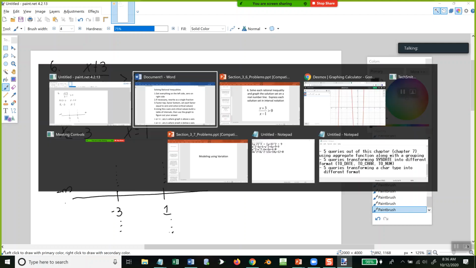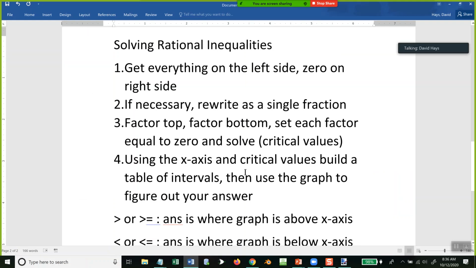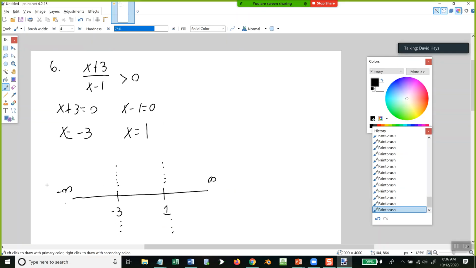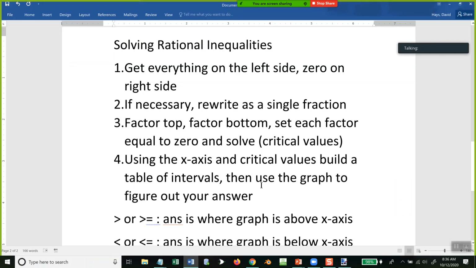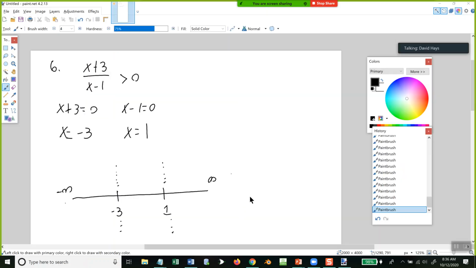Okay. Step 4, using the x-axis and the critical values, build a table of intervals. Remembering, clear over here is negative infinity, clear over here is positive infinity. Then use the graph to figure out your answer. Now, at the point where you want to graph this is where you got 0 on the right side and a single fraction over here, which is the way this was to begin with. So that's what we want to graph. Remember, in graphing these, the key is to put parentheses around the top, parentheses around the bottom.